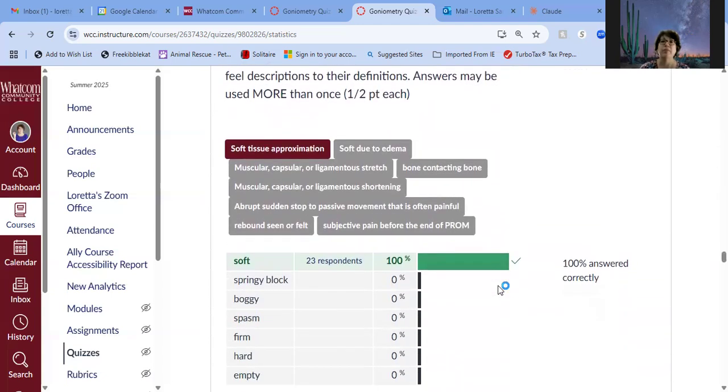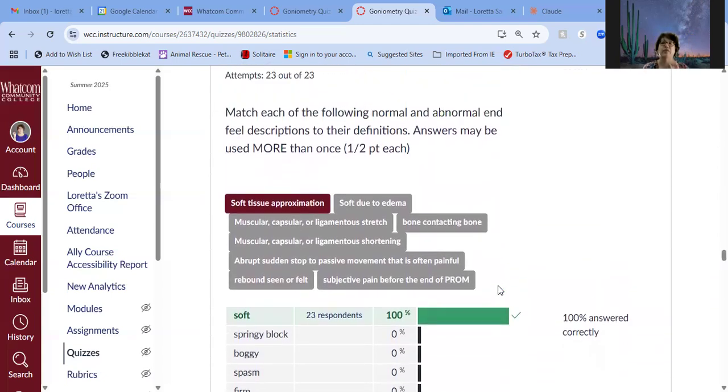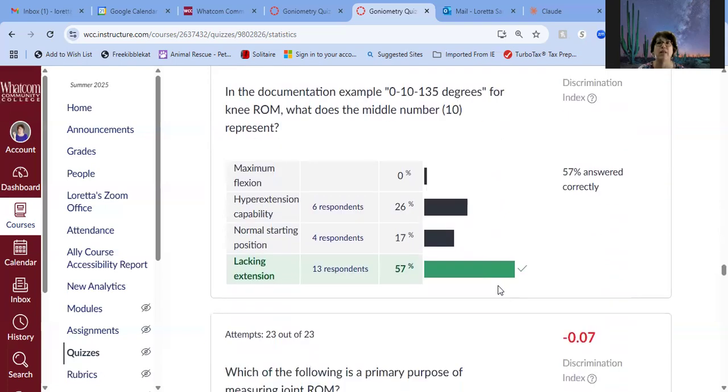So everybody did pretty well on the end feels. I don't know if it's obvious, but you did well on the normal end feels, which you learned last quarter, and the pathological end feels were a little more confusing, even though most people got them right. I'm not going to go over every one.